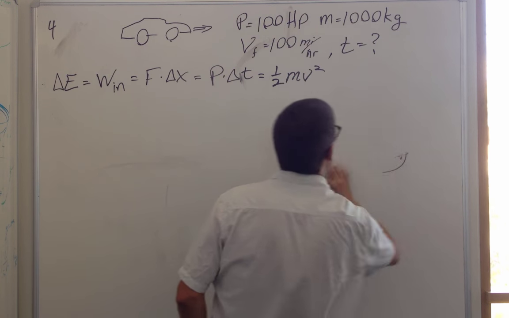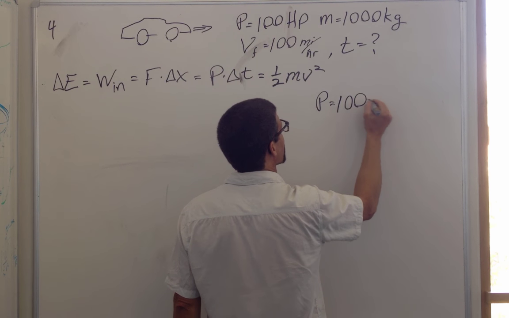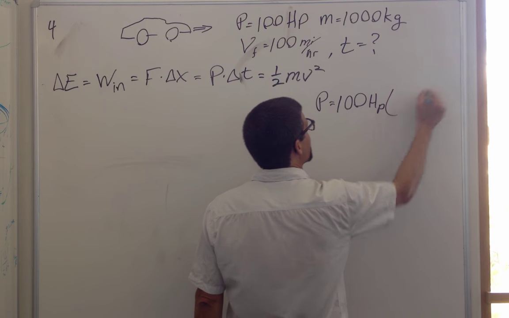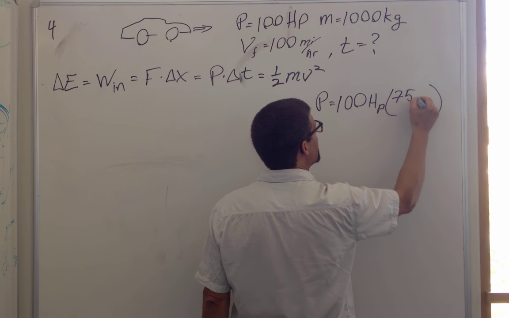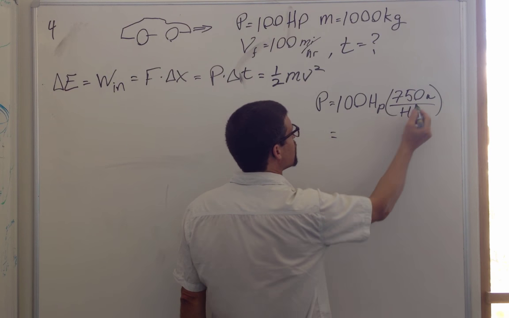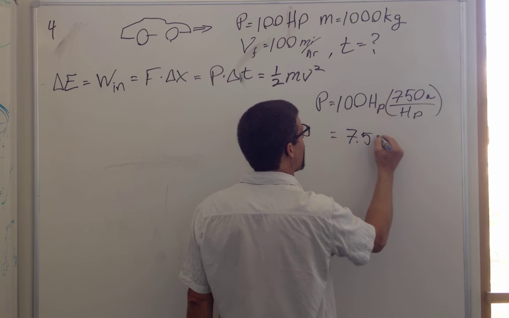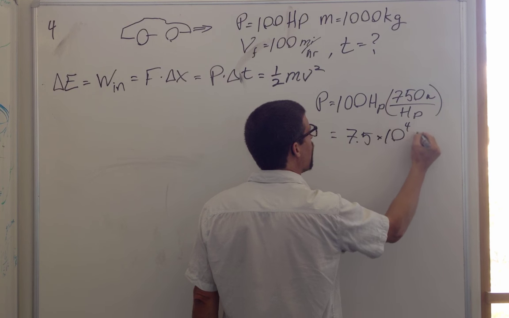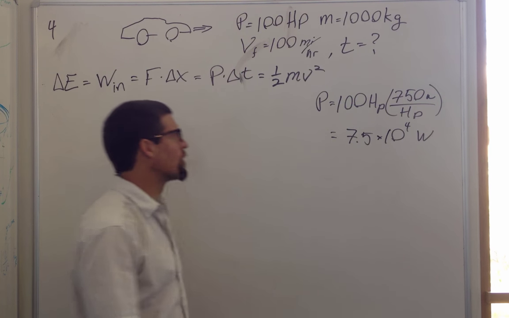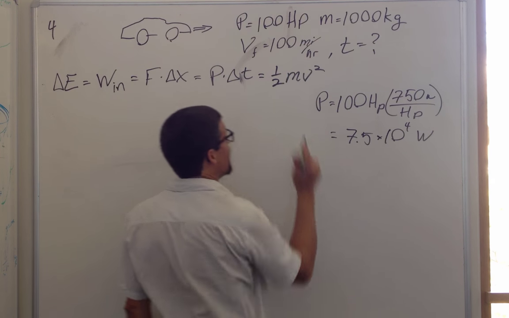Let's first convert our units. So the power is equal to 100 horsepower, but there are about 750 watts in a horsepower. So that's equal to 7.5 times 10 to the 4th watts, or 75 kilowatts.